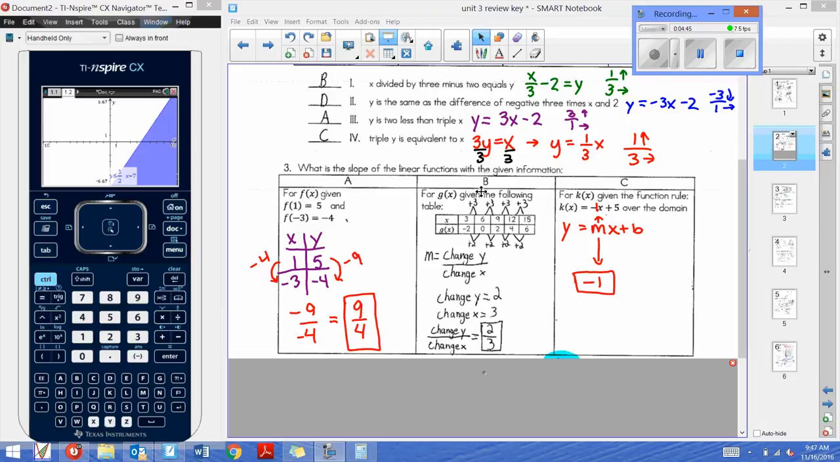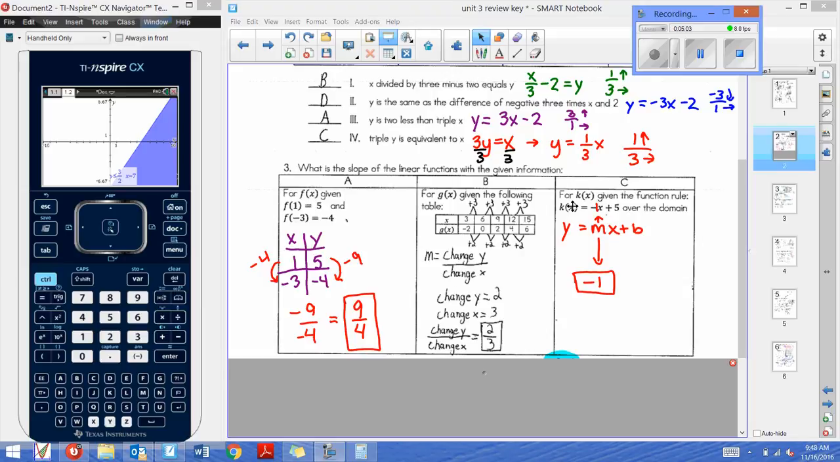In B, they gave you a table. It had a beautiful pattern. The x's were going up by 3s as the y's were going up by 2s. Change in y over change in x would give you 2/3, or 0.6 repeating. I always find that leaving your slope as a fraction is typically the best.